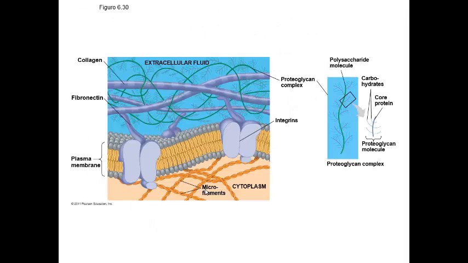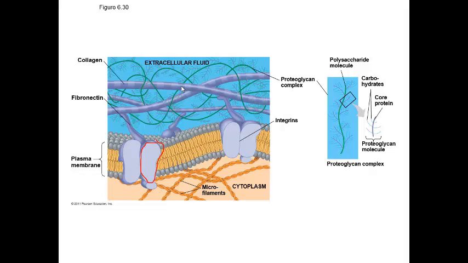Here we see a picture of the extracellular matrix. Here you see the plasma membrane. Here you see the cortex on the inside. And here you see the integrins, these proteins embedded in the cell membrane. This thick structural fiber that we see here in the extracellular matrix is collagen. Collagen is the major structural protein in your body. It's the most abundant protein in your body. It's what's going to give a tissue its strength.